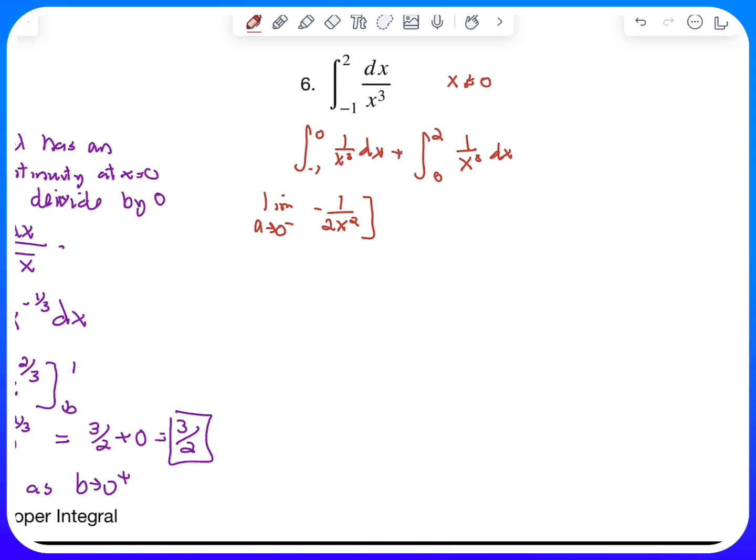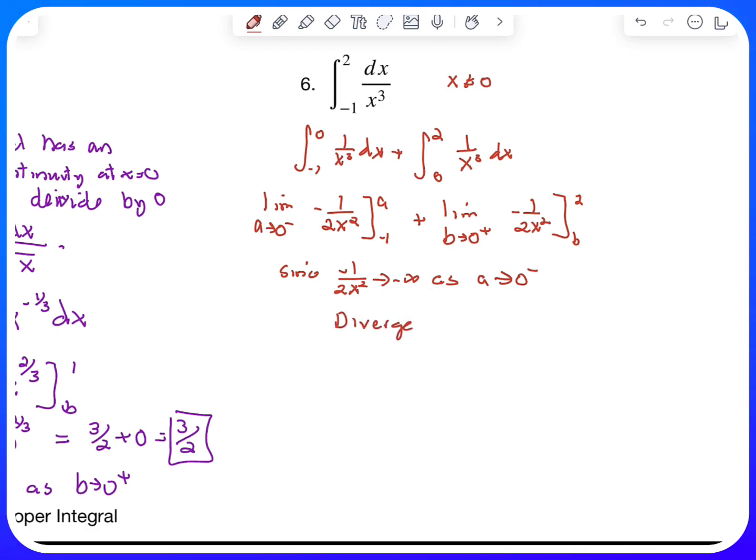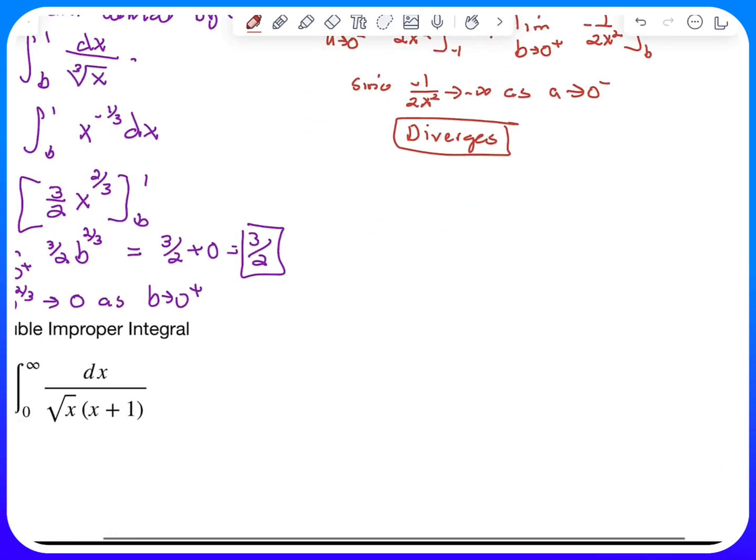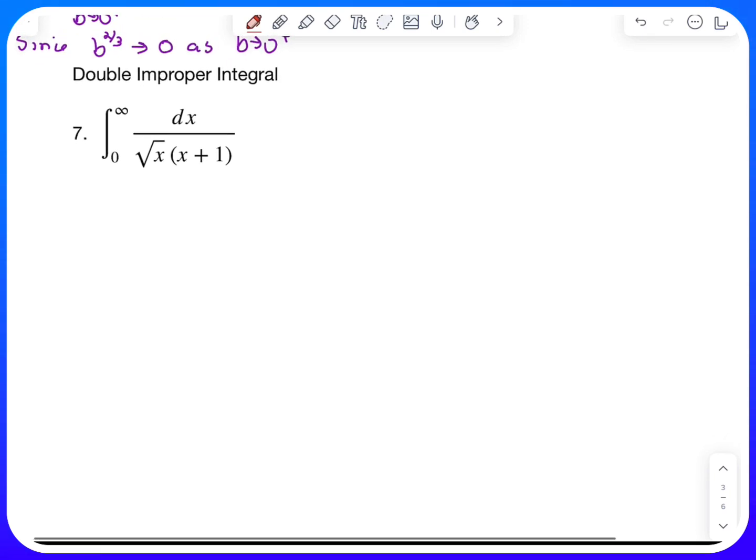If I go ahead and evaluate that, that's going to be negative 1 over 2x squared, evaluated from negative 1 to a. And our second one, we set up as the limit as b goes to 0 from the right-hand side of negative 1 over 2x squared, evaluated from b to 2. Since negative 1 over 2x squared approaches negative infinity as x goes to 0, this diverges. I don't have to do any more. As long as one term diverges when we're adding or subtracting, it totally diverges.